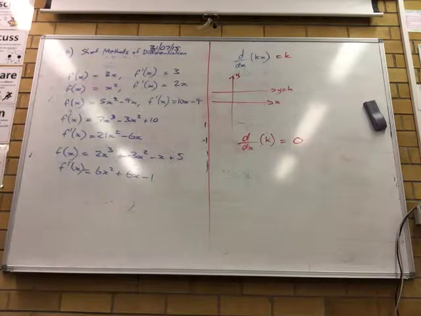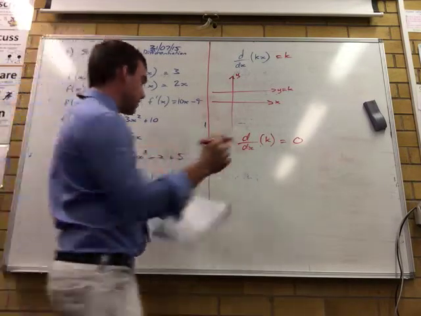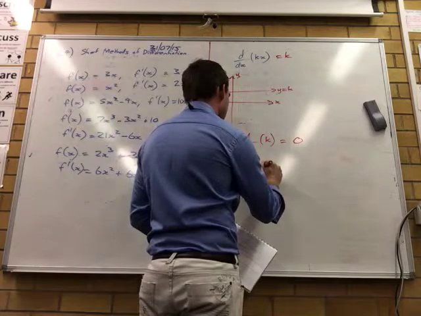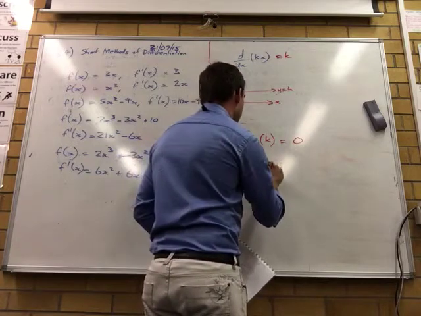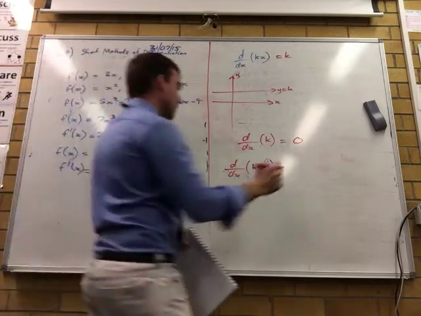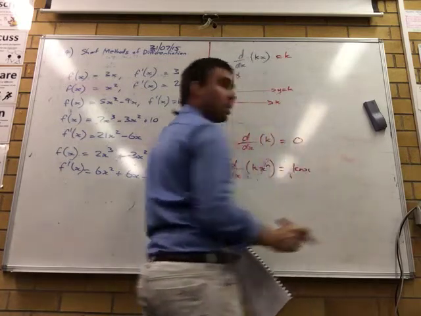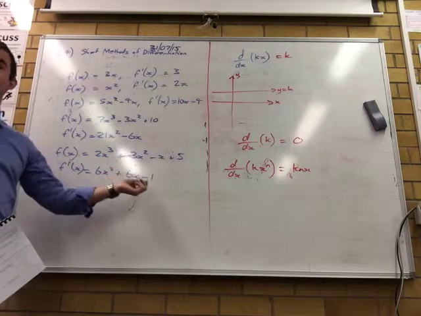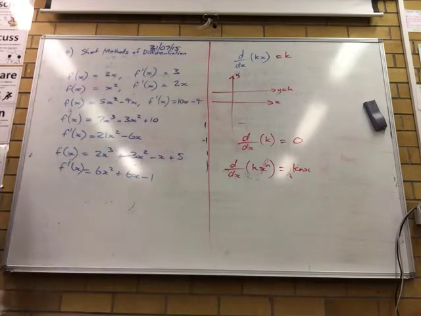That's all the examples there. And in general, the derivative of an exponent, so d dx of k x to the power of n, equals n k x to the power of n minus 1. And what's happening with the powers?